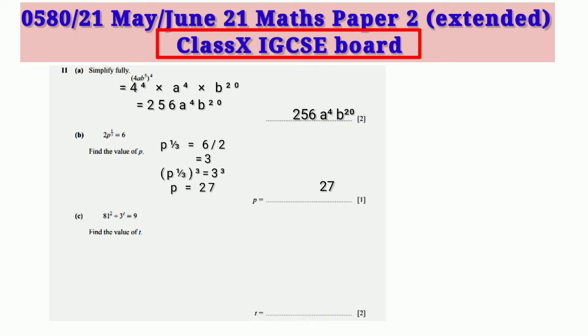C part of the question, we have 81^2 divided by 3^t equals 9. We will change all the terms to base 3. 81^2 we will write as (3^4)^2 and 9 we will write as 3^2. That gives us 3^(8−t) = 3^2. Minus t because division changes to subtraction. Bases on both sides are 3, so we can equalize their powers. So we have 8 − t = 2. That will give us the value of t as 6.